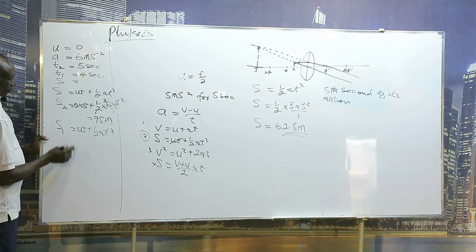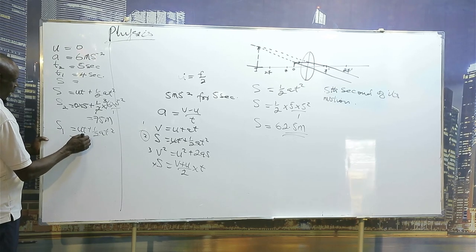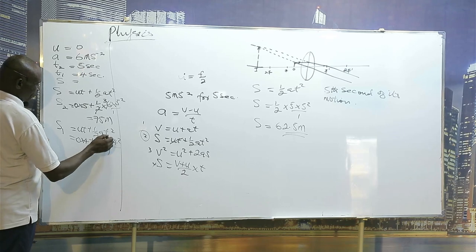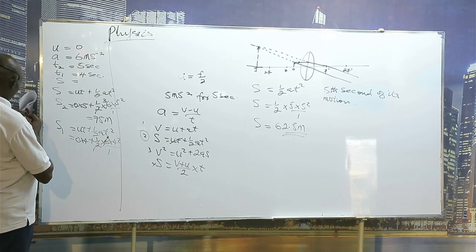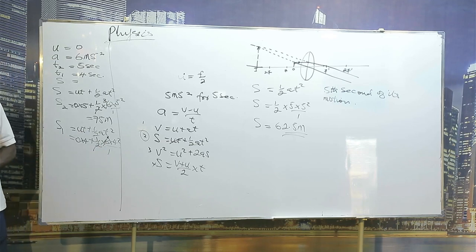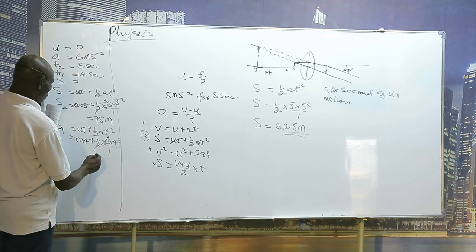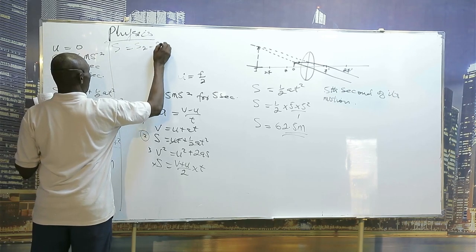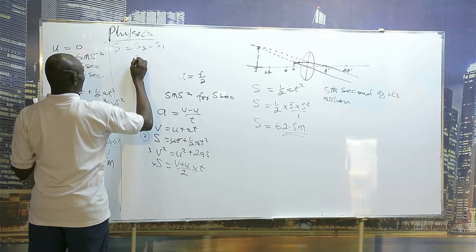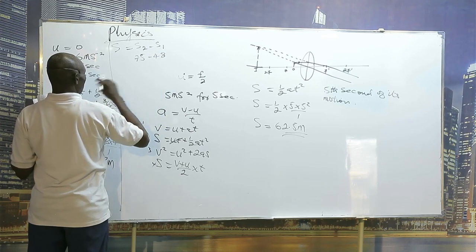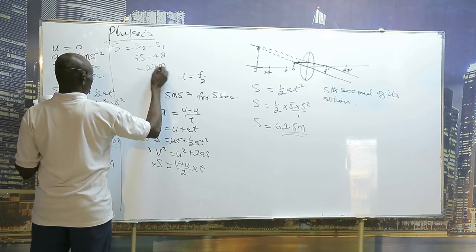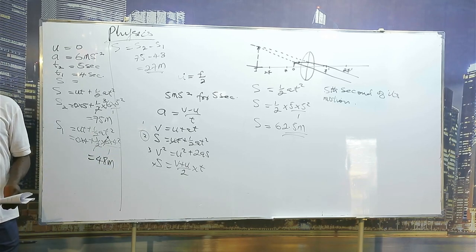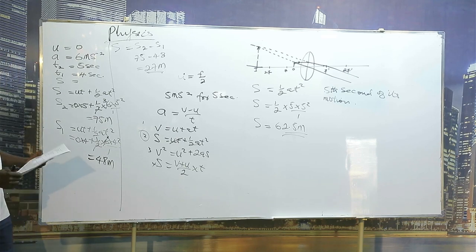Then S1 is the same: 0 times 4 plus half times 6 times 4 squared. Half of 6 is 3, 4 squared is 16, times 3 is 48 meters. Then the distance is S2 minus S1, which is 75 minus 48. That is 27 meters. This is the answer: 27 meters.